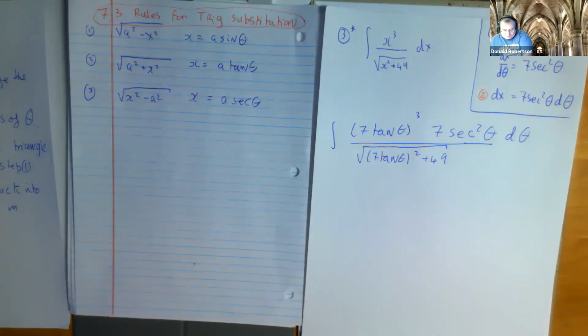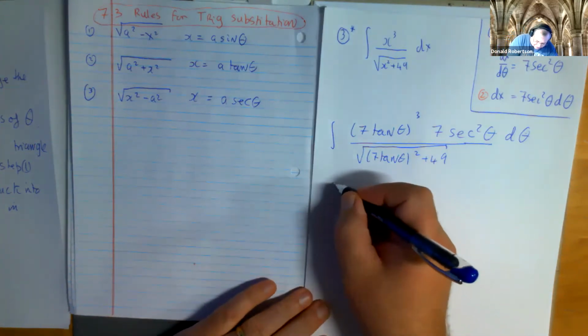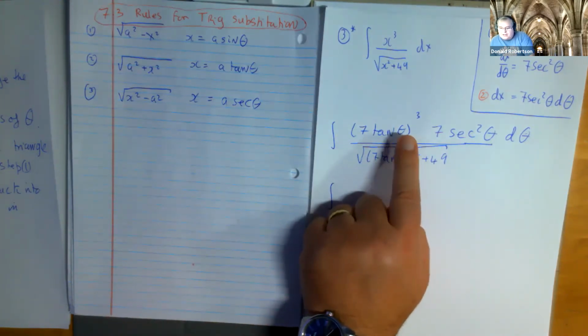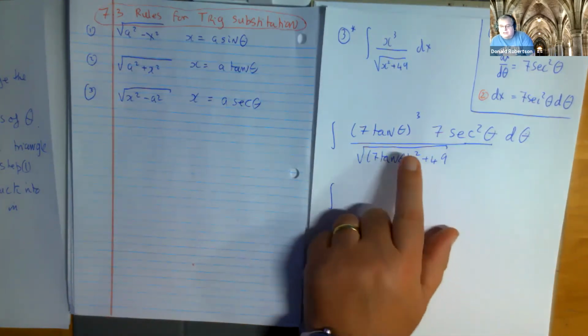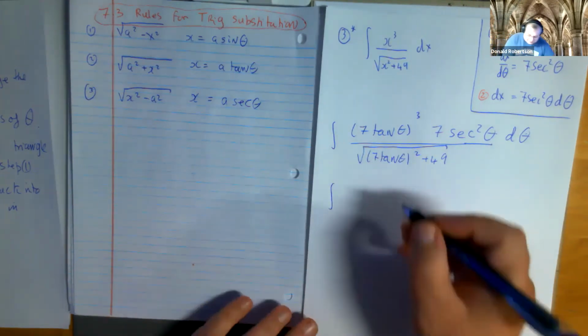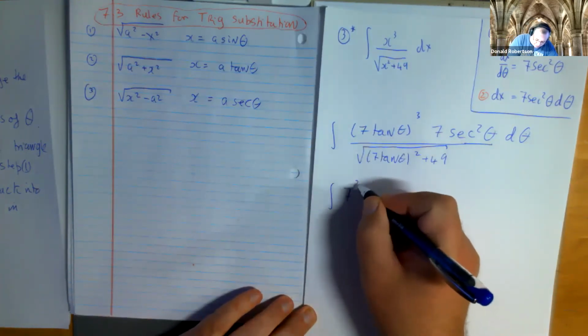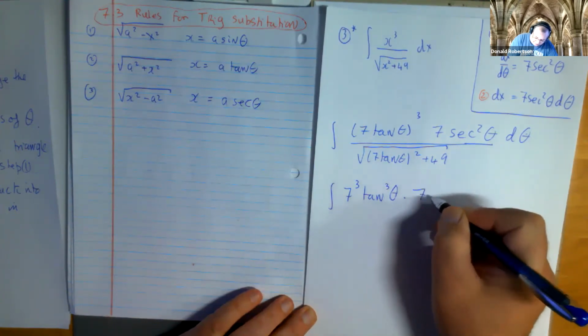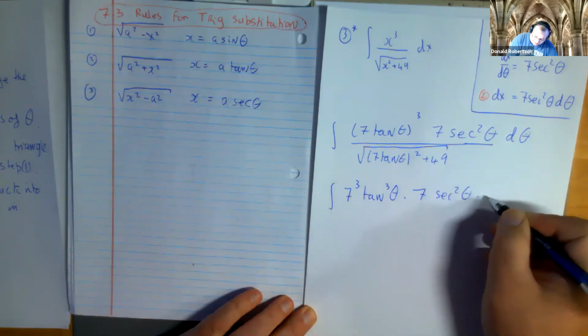Are we comfortable with replacing all the x's with various versions of tans and secants? We're good so far. Now, we need to make this as simple as possible because we're going to integrate it. And if I left it the way it is right now, we'd probably never be able to integrate it. So let's see what we can do. This guy cubed is going to be called 7 cubed tan cubed theta times 7 secant squared theta d theta.